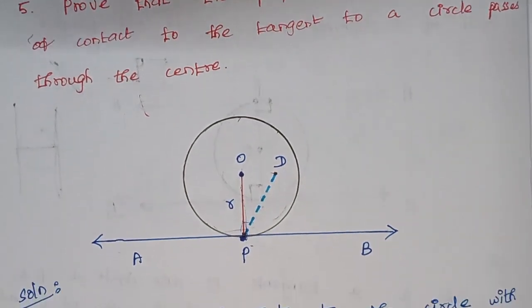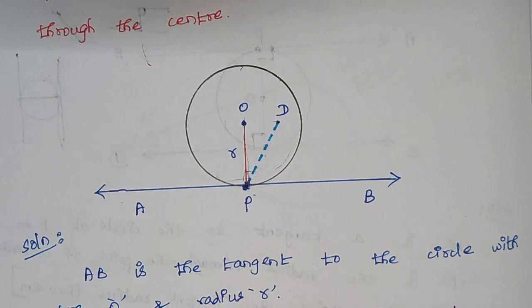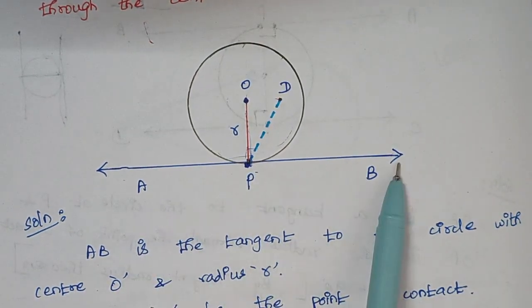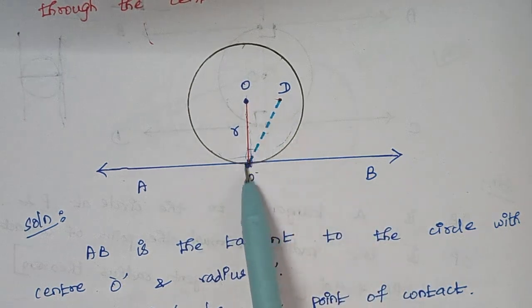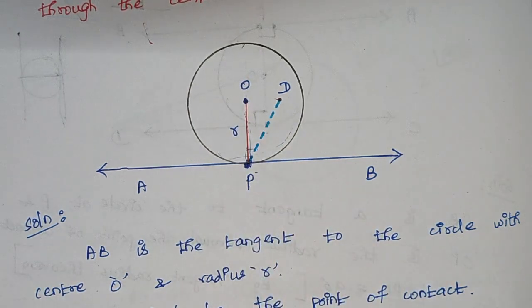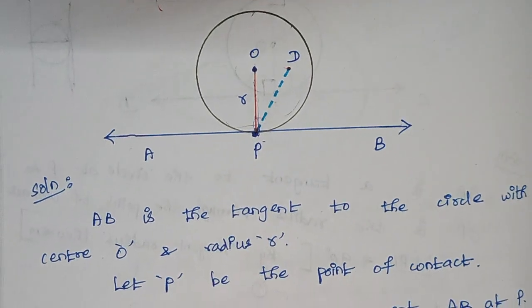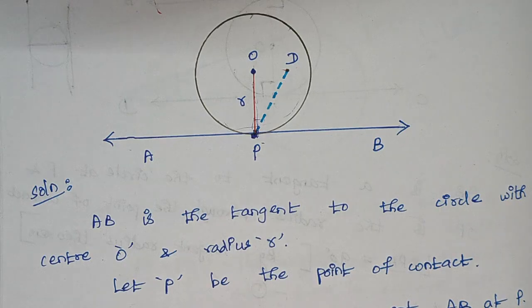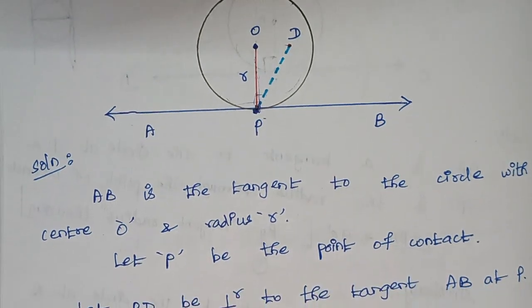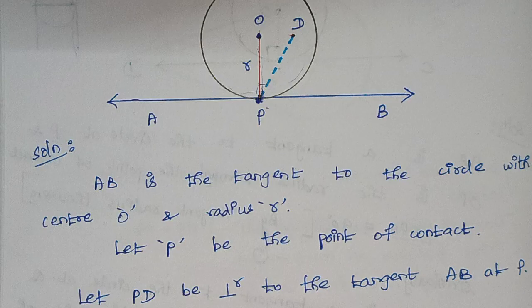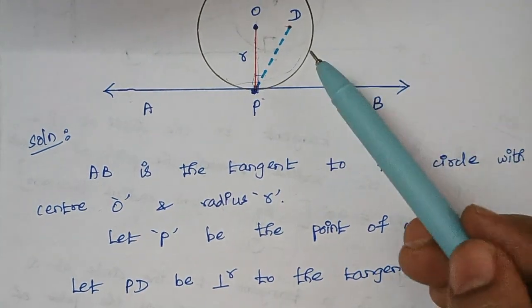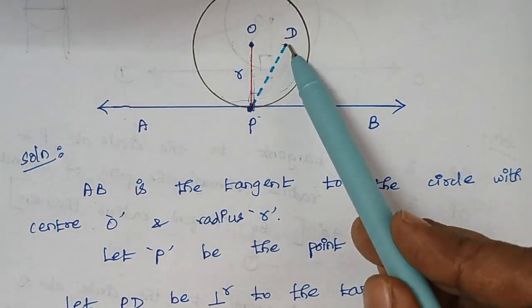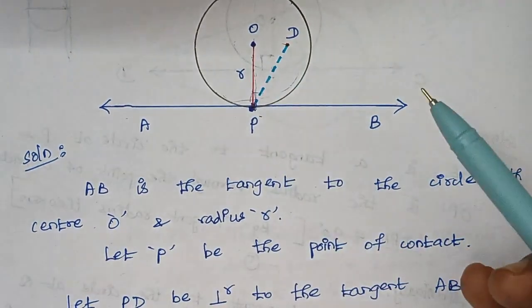So here you see, we have to draw the diagram by ourselves. AB is a tangent with center O and R is the radius, and P is the point of contact. Now, in order to prove that, we are considering a point D somewhere around here, and we are connecting this D to the P.